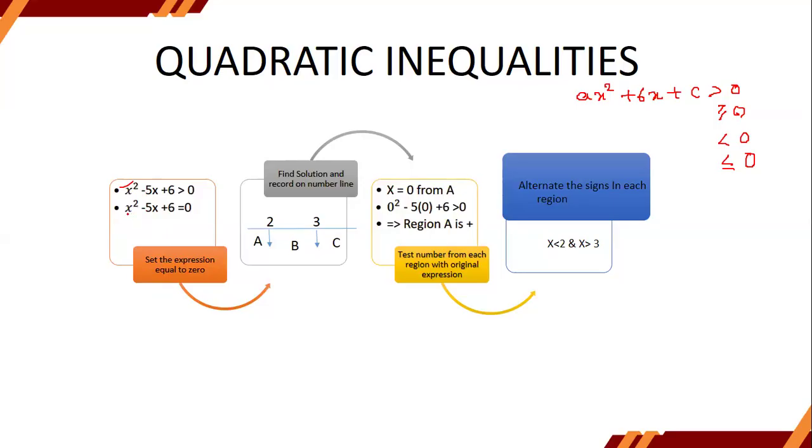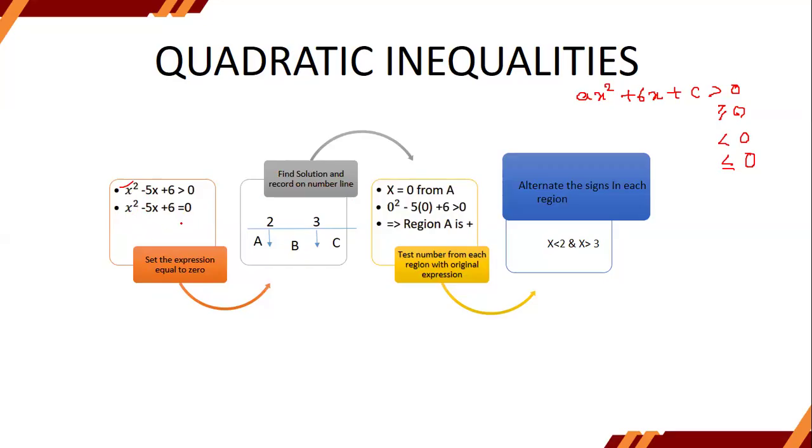So that's what we did here. x² − 5x + 6 = 0. Step number 2: find the solution and record it on the number line. So we found the solution of this equation.